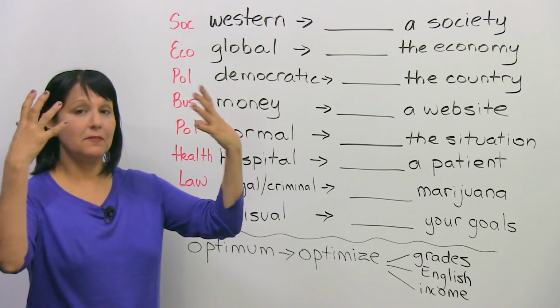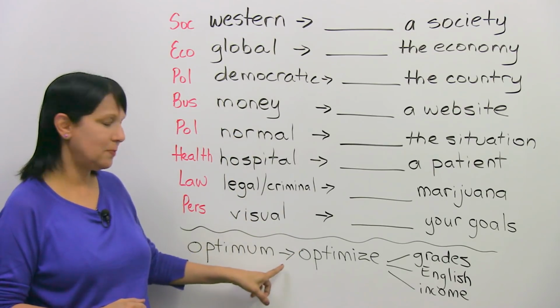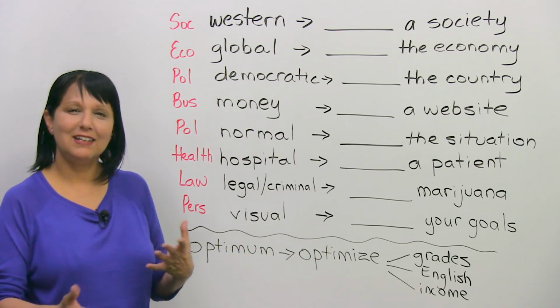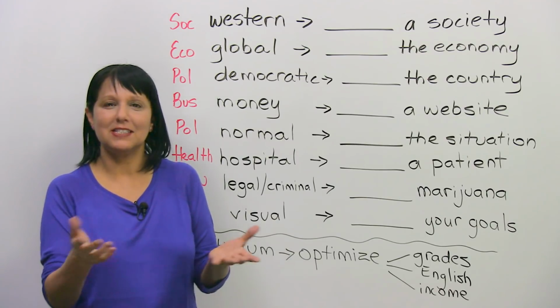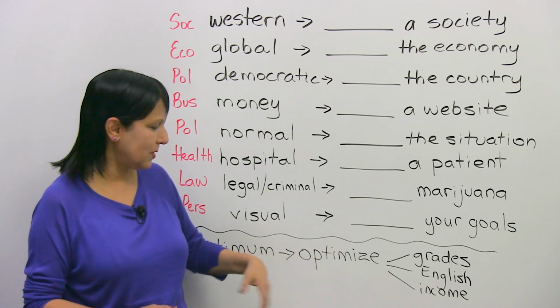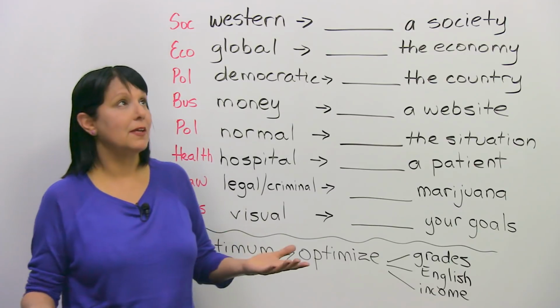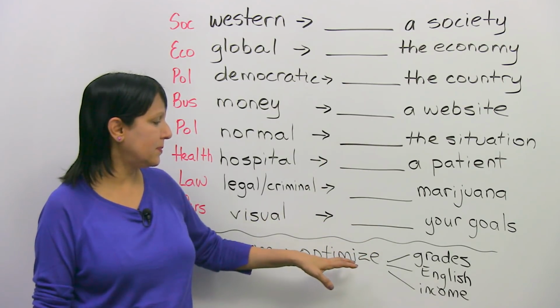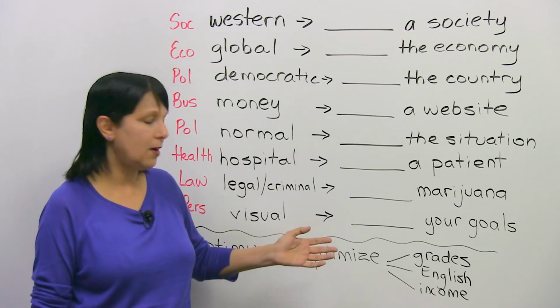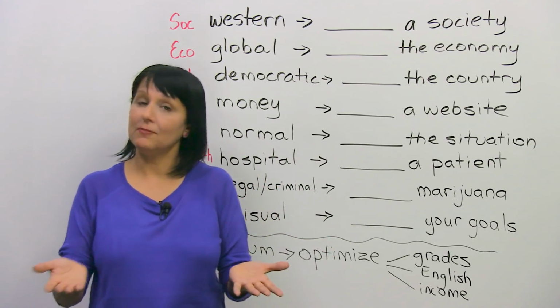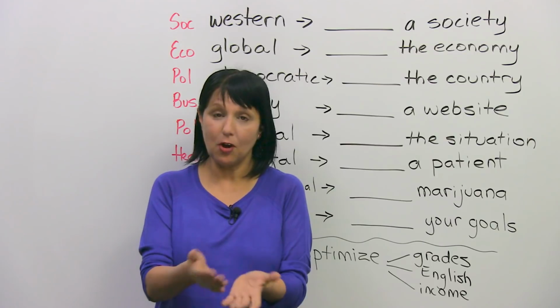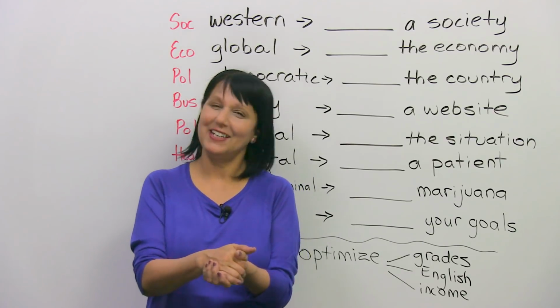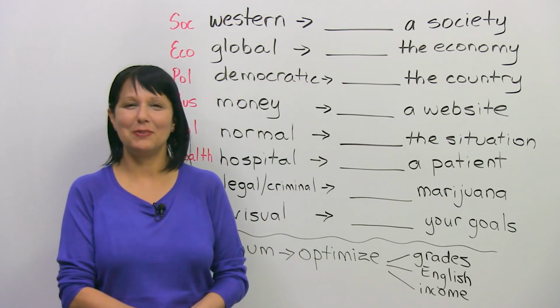Okay, so what you could do if you really want to have some fun is take the word optimum, which means the very best. What's the verb here? Optimize. And maybe write a sentence in the comments using this word. For example, you could say, I would like to optimize my grades, or optimize my English, or optimize my income, or whatever it is that you want to optimize in your own life, right? I'd love to hear. I'd love to read your comments.